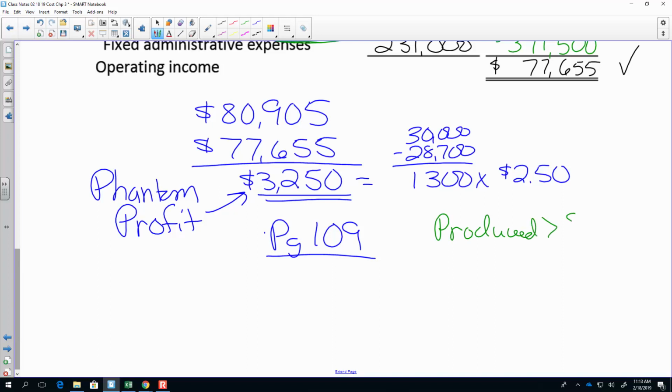Is that not what we have in this situation? We had 30,000 units produced. How many did we sell? We only sold 28.7. Right? Which income is larger? Absorption.